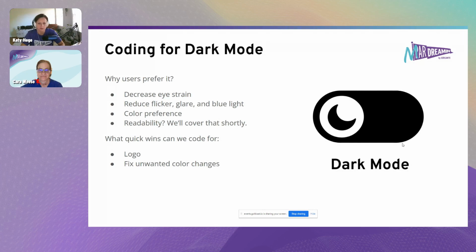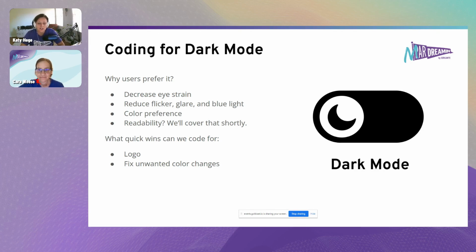Coding for dark mode. Why do users prefer it? Well, obviously it could just be a color preference. Readability, yeah, you could do it, but I think some say that high contrast of text on a background color is just as important for dark mode as it is for light mode, so do both ways.